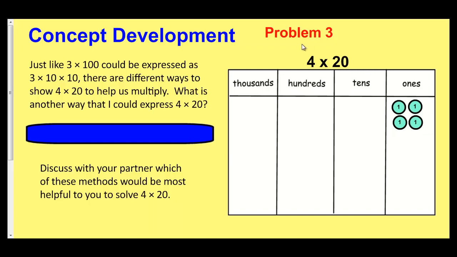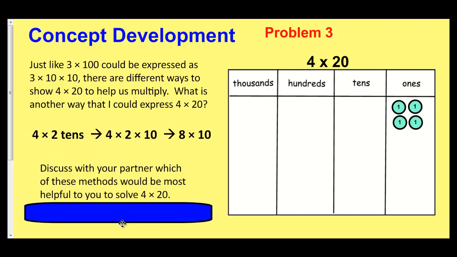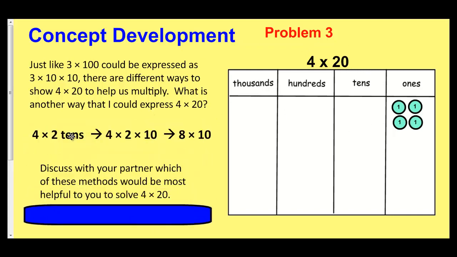First of all, we're going to have to think of this multiplication sentence in a little bit of a different way. Instead of thinking of it as 4 times 20, we can think of it as 4 times 2 tens, which is the same thing as 4 times 2 times 10. Here's your 20. We just broke it apart. And we're going to multiply the 4 times 2, which gives us 8. So 4 times 20 is the same thing as 8 times 10.